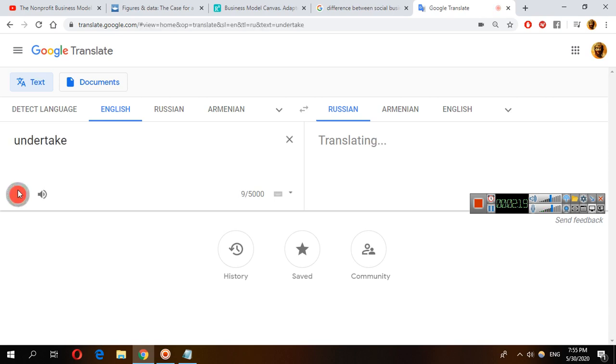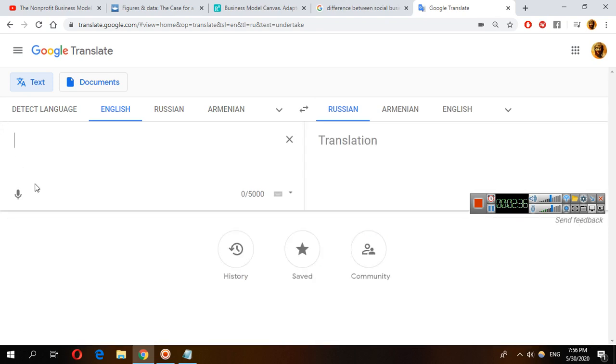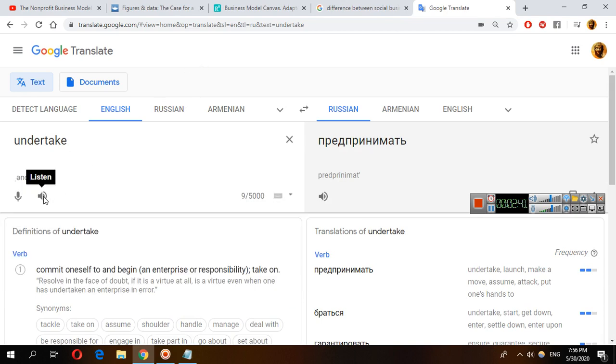Undertake. Yay, see? I just voice typed the word and the computer understood it. So you can practice your pronunciation with this little mic over here. And when you have a word, you have the second icon appearing. This one, you can listen to the word. Undertake. Undertake. Right. So you can practice your pronunciation and improve your listening skills.